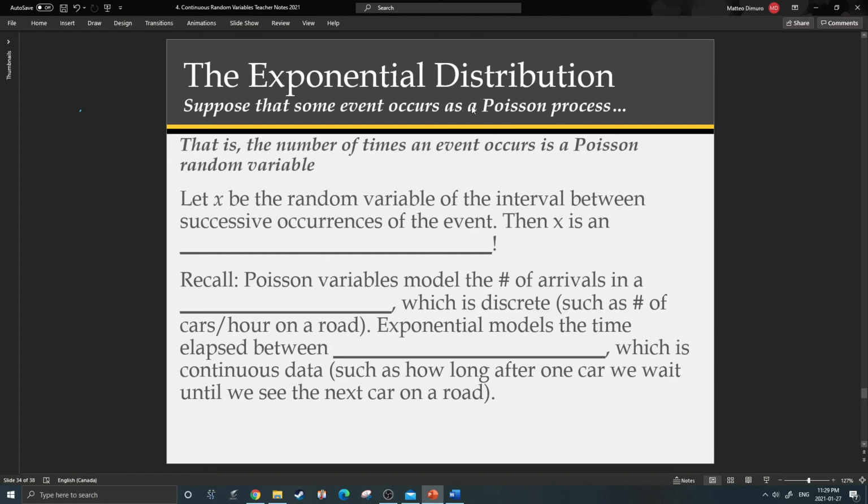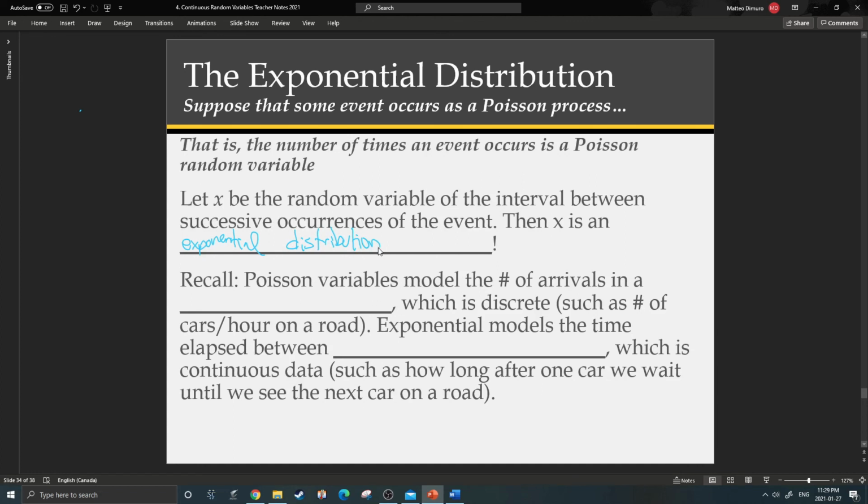Okay, so what is the exponential distribution? Suppose that some event occurs as a Poisson process. So I said it has something to do with the Poisson variable, Poisson process. That is the number of times an event occurs in a Poisson random variable. So let x be a random variable of the interval between successive occurrences of the event. Then x is an exponential distribution.